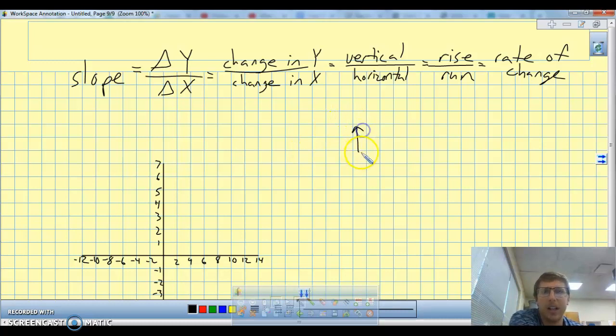So when you make your fraction, it's the up and down. How much did you go up or down? And then how much did you run by? How much did you go left and right by? Okay? And you've got to stay consistent with it. Meaning if you go from this bottom point, if you go up, then you got to go over to the right. If you start at this point and go down to this one, then you got to go down, and then you got to go to the left to get to it. And you'll see a little more of that here in a second.